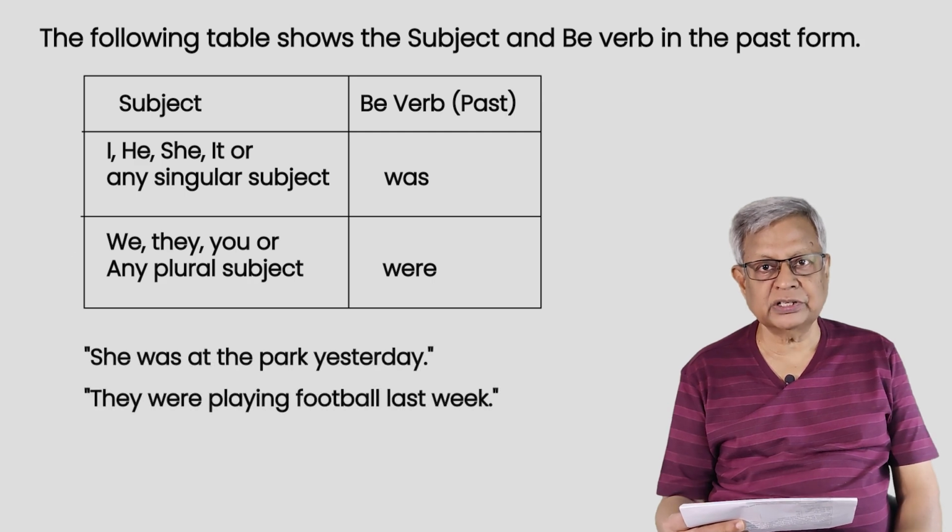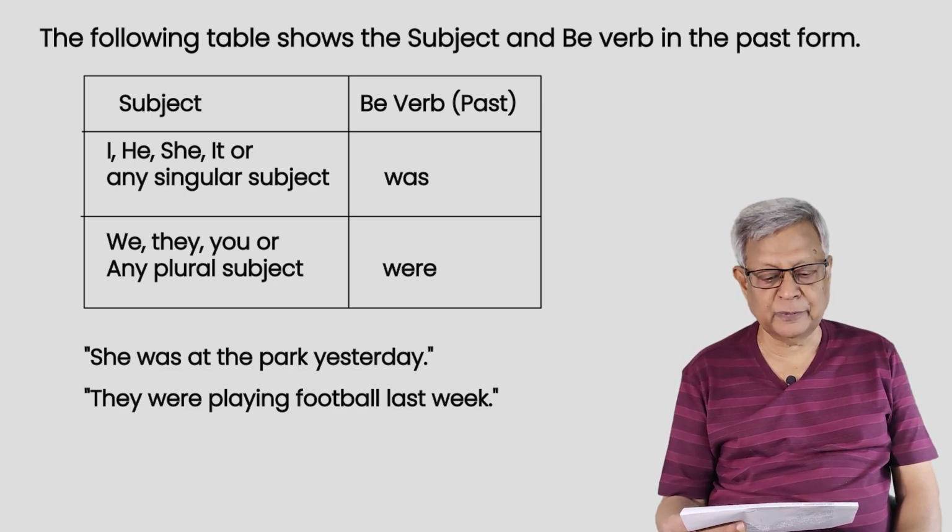She was at the park yesterday. She is a singular subject. In the past form the be verb is was. So, that is the correct verb for she.